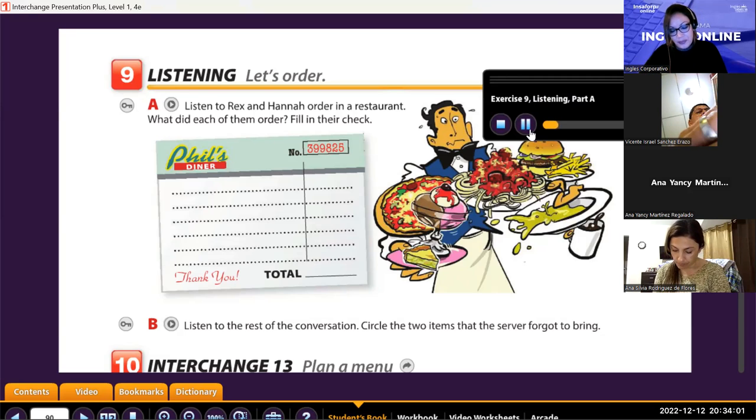Let's order. Part A. Listen to Rex and Hannah order in a restaurant. What did each of them order? Fill in their check.